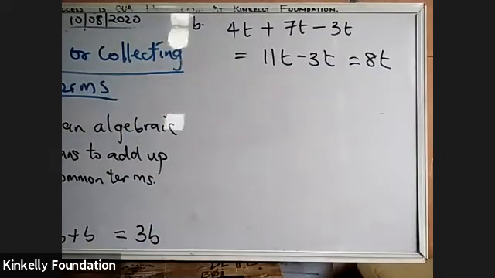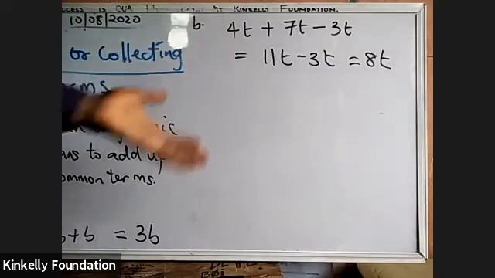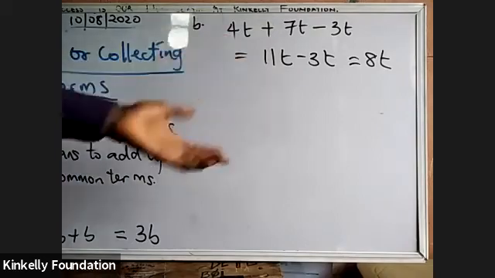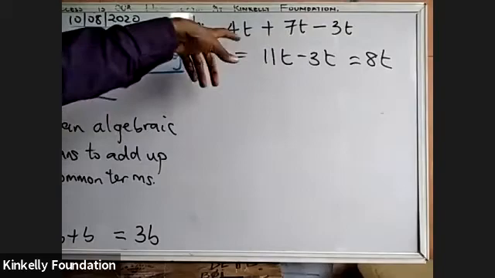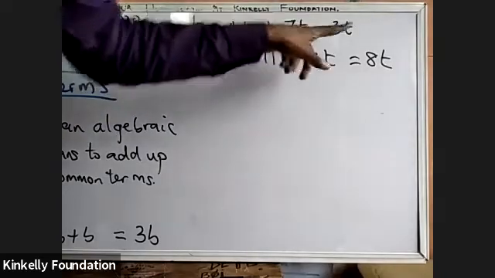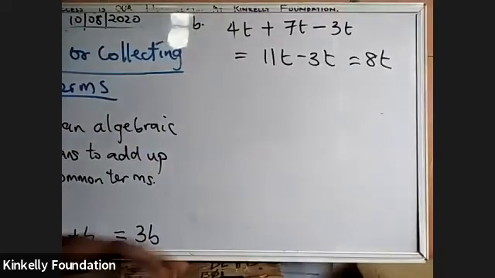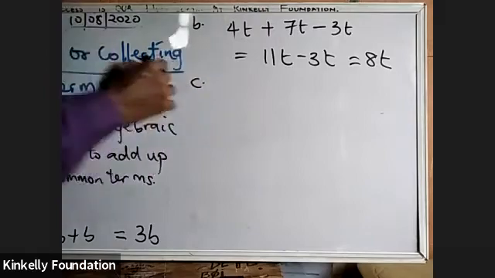You see now, once the terms are the same, all of them are the same, they are not different. Maybe you have some in t and some in c. No, but in this case, you have t, t, t. All of them have the same term. The only thing you do is to add them together.